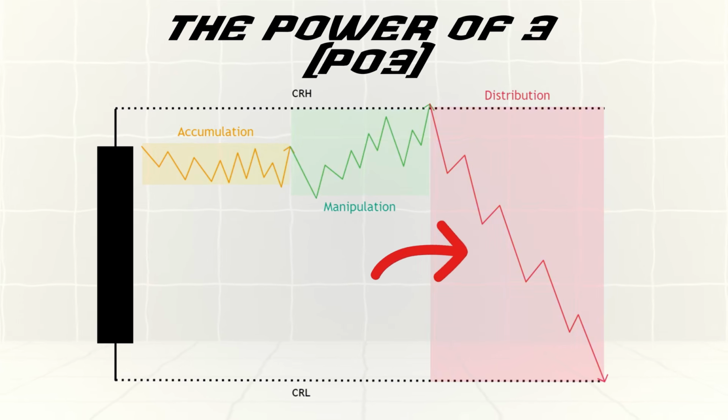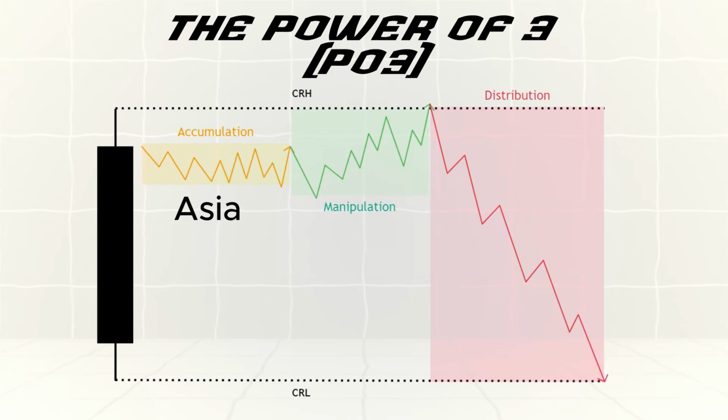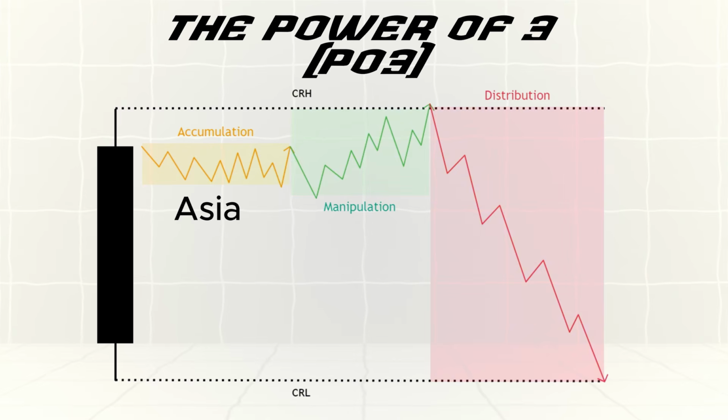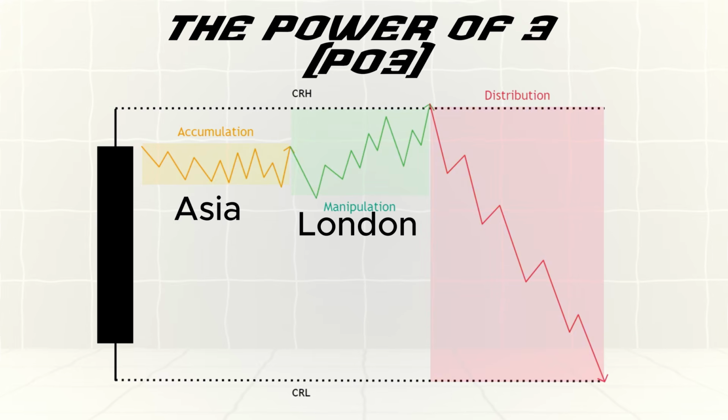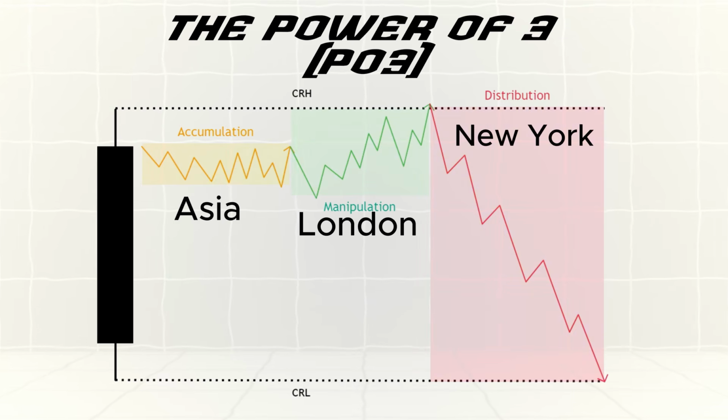These three phases of market behavior are also commonly observed in session-based trading strategies. For instance, the Asian session often moves price sideways, forming an accumulation. Then the London session breaks out of that range either upward or downward, creating manipulation. The manipulation created during the London session often sets the stage for the New York session to drive price in the opposite direction of the London move.